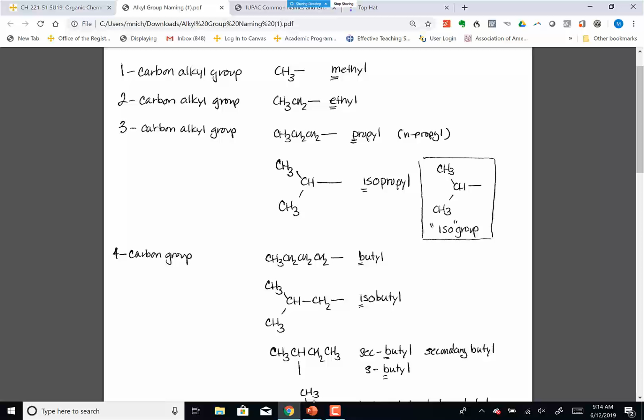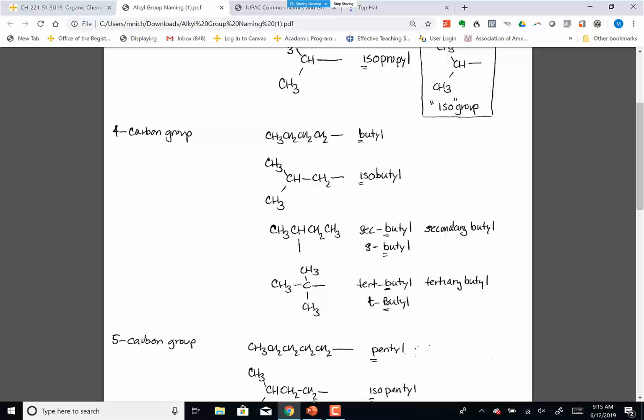we have to identify what type of carbon is the attachment point for that butyl group. And in order to do that, you have to take a diversion into what is a primary, what is a secondary, what is a tertiary, and what is a quaternary carbon. So what that means is you look at that carbon, it's the attachment point. How many other carbons is it attached to? If it's attached to 1, it's primary. If it's attached to 2, it's secondary. 3, it's tertiary. And 4, it's quaternary.